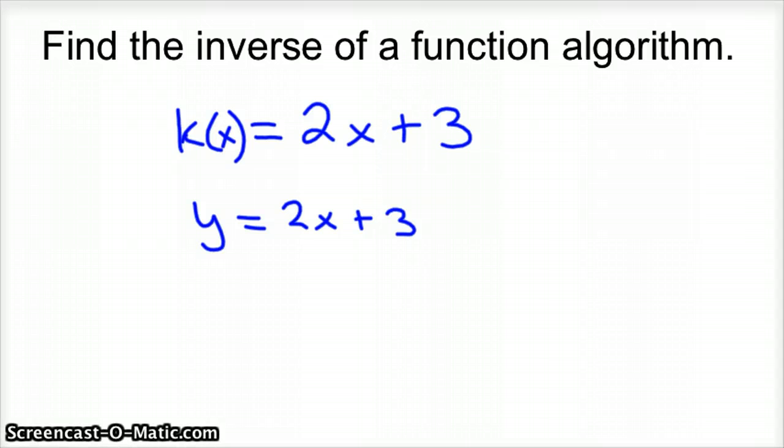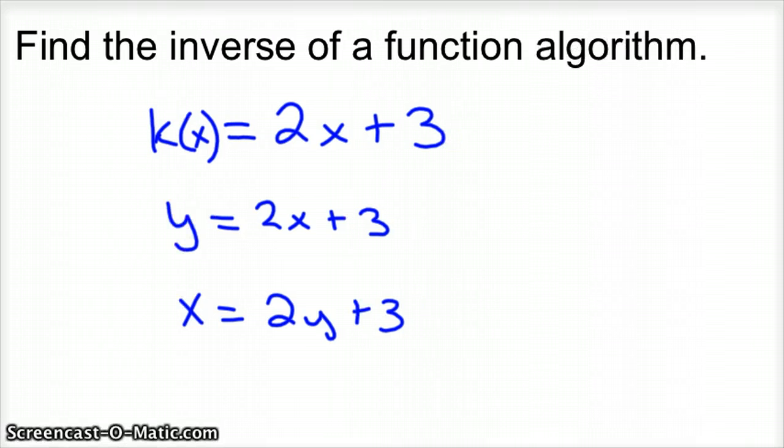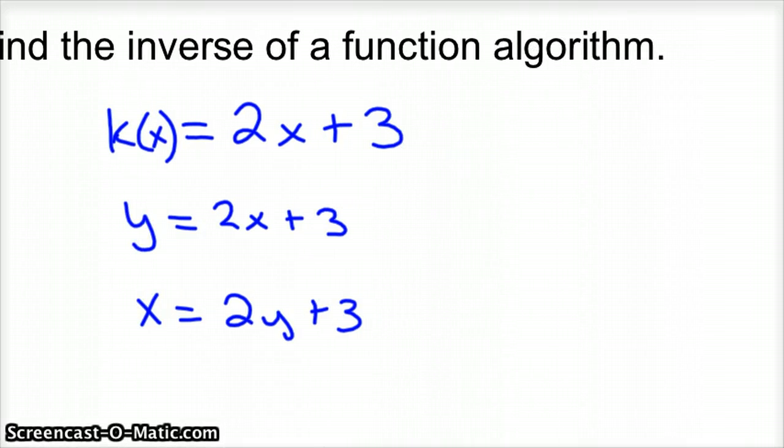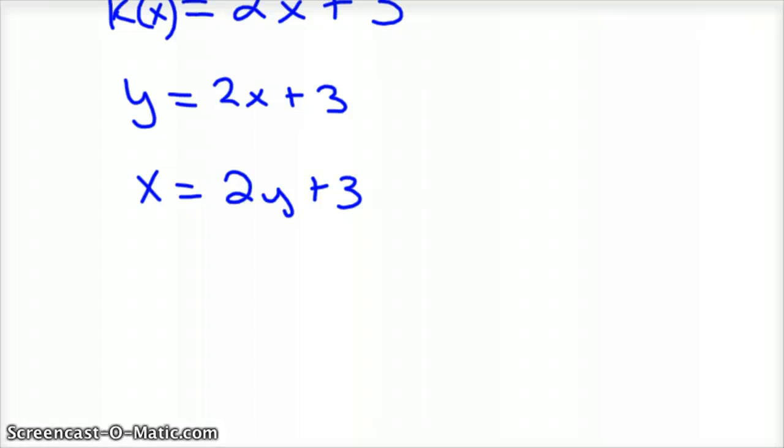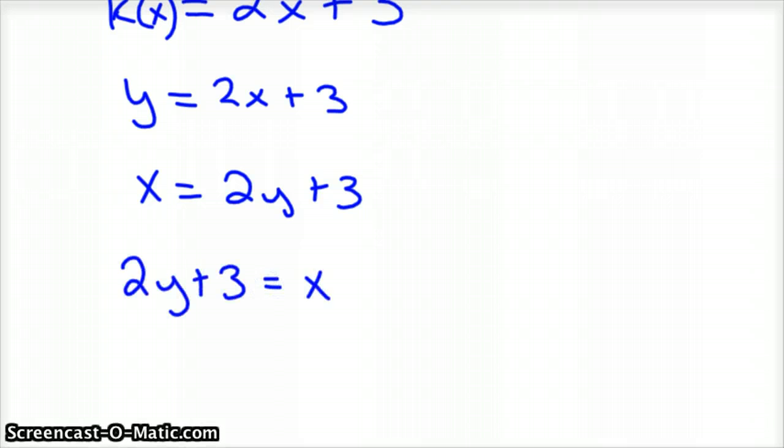And what you do then is, just like in the inverse of a number, you flip your x and y around. So the inverse is going to be x equals 2y plus 3. And then it's just a matter of solving for y. To solve for y, first off I'm going to flip-flop it using the symmetric property. So 2y plus 3 equals x.